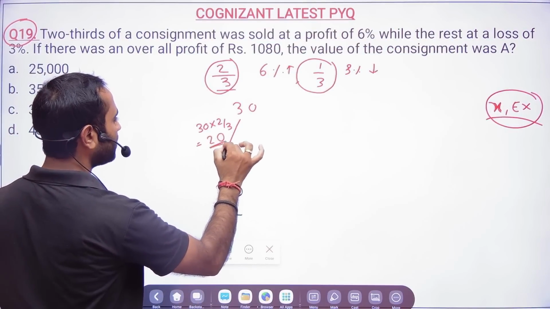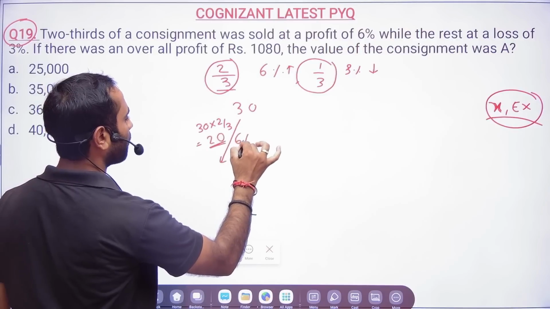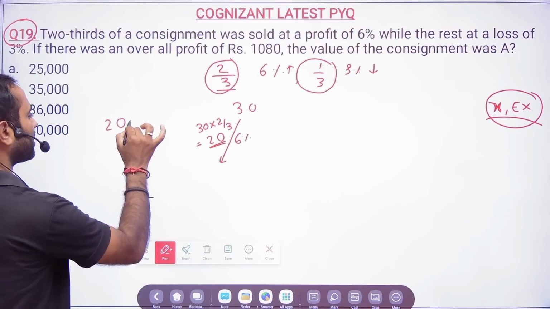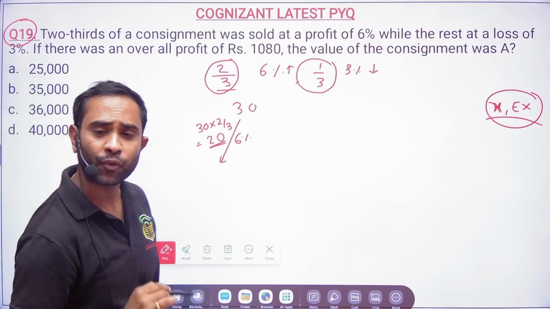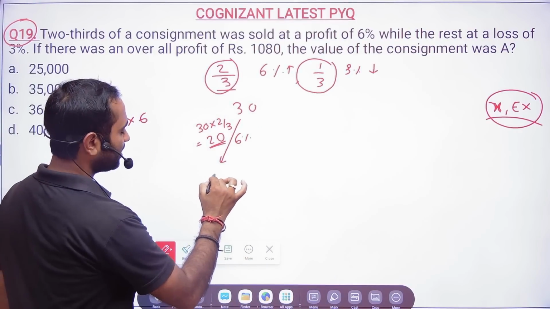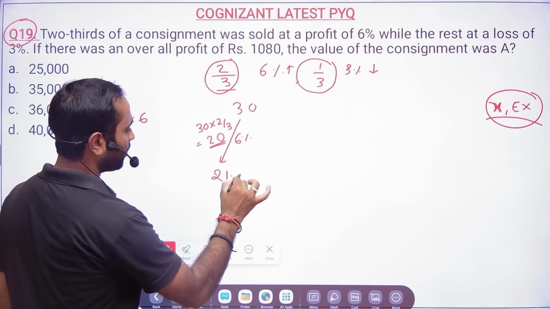Now 20 you are selling at 6% profit. Okay, 6% profit means what? If you calculate 6% of 20, see 60% of 20 will be 12, so 6% will be 1.2. So this you will be selling at 21.2, right?